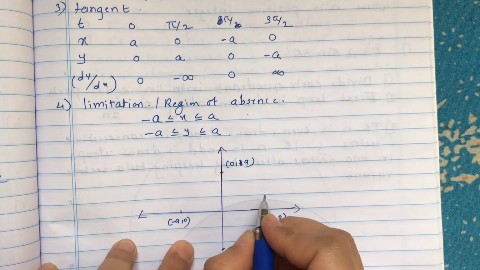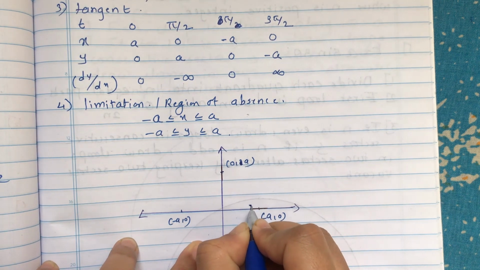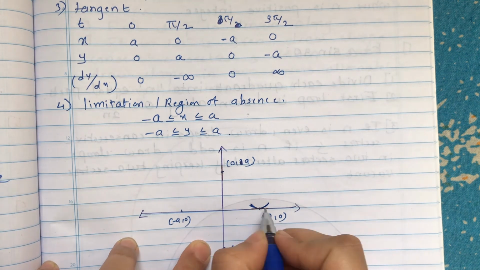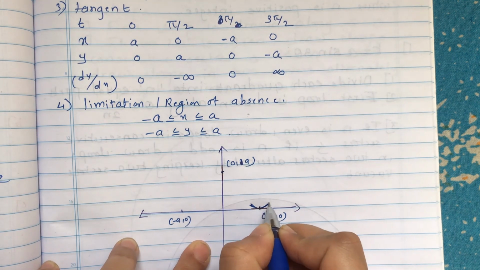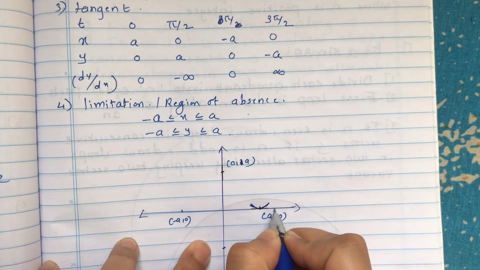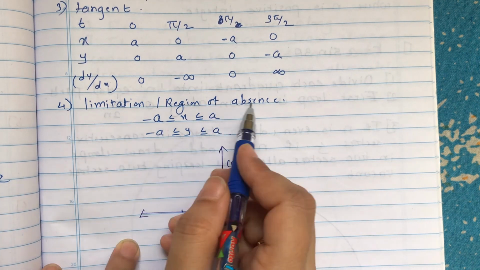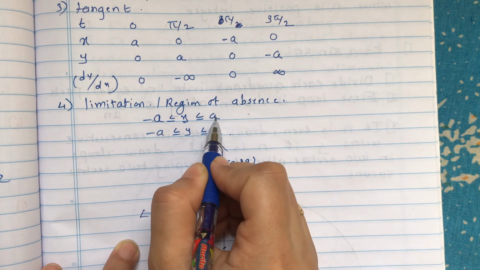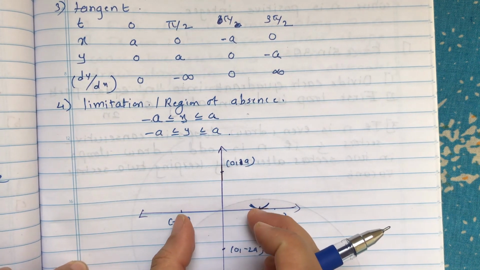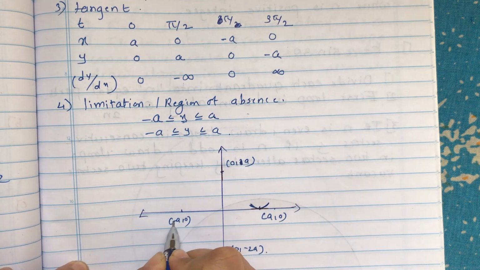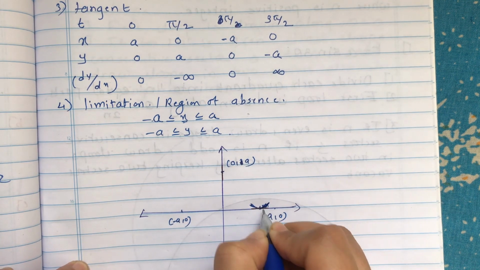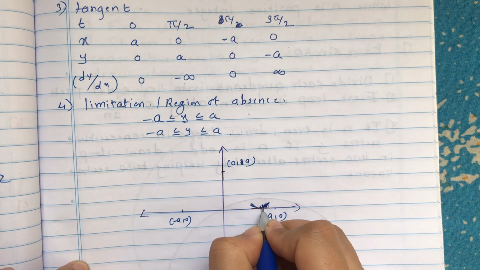Now the nature of the curve will be like this. But you can see this part goes beyond a, right? And as per the region of absence or limitation, x lies between minus a to a only. That means the curve will lie only from minus a to a. So this you have to remove, right? Erase this.